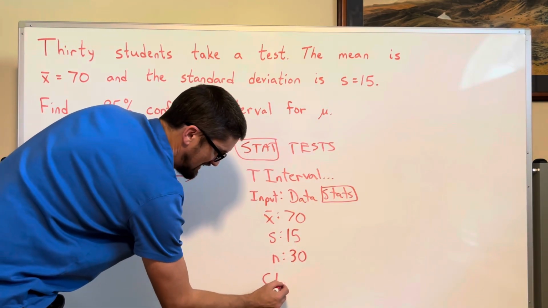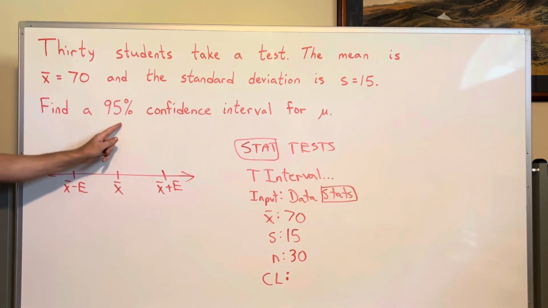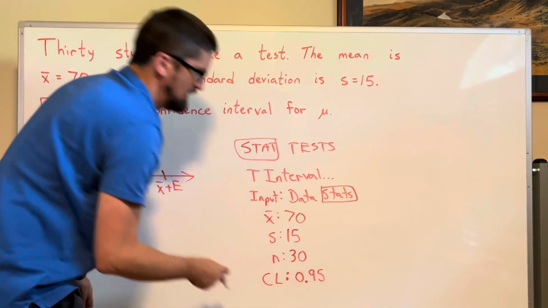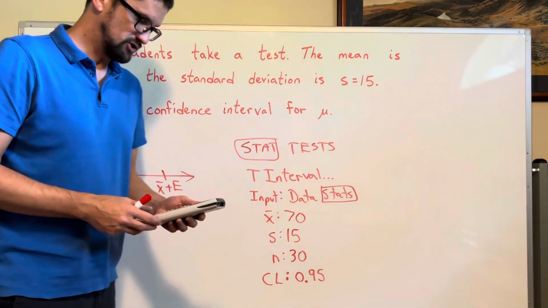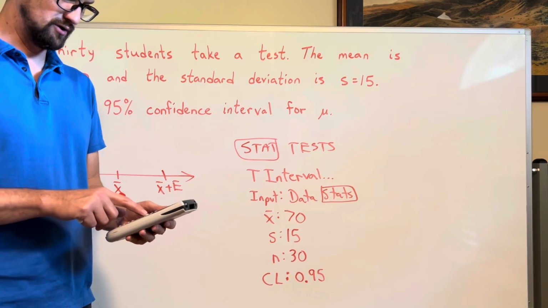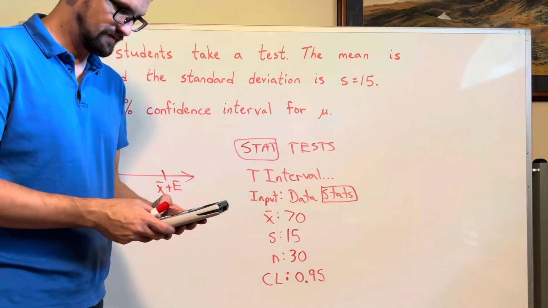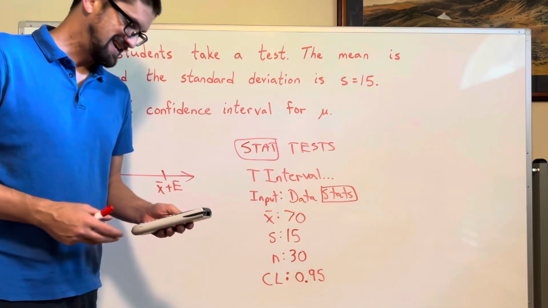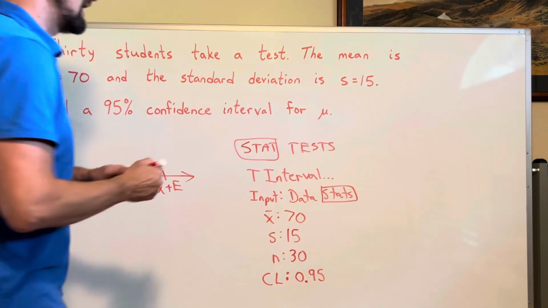And it wants the confidence level. The confidence level is going to be 95%. Write it as a decimal, 0.95. All right, just plug that into the calculator, and the calculator will give us the confidence interval. So hit stats, put in 70 for X bar, S 15, N 30, confidence level 0.95, calculate, and it gives me my confidence interval.